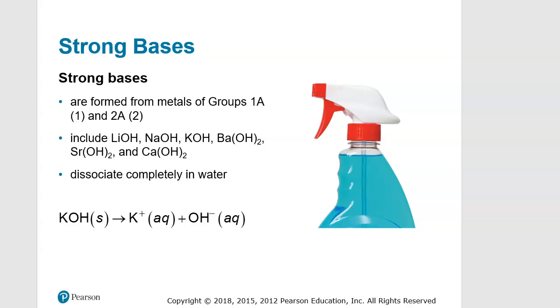If you have potassium hydroxide, sodium hydroxide, calcium hydroxide, you dissolve it in water, and it's going to be potassium ions and hydroxide ions, sodium ions and hydroxide ions, calcium ions and hydroxide ions, that sort of thing. And you see some representative strong bases there.